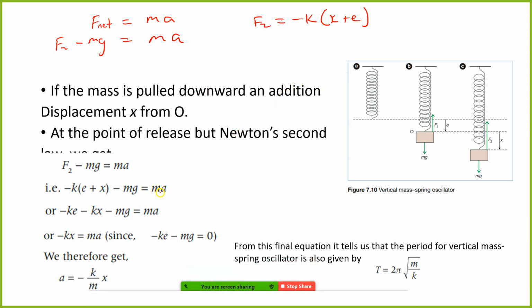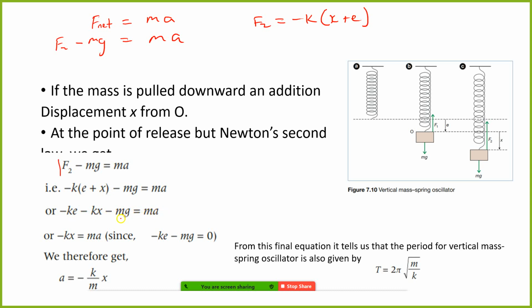Yeah. So what we're really doing is that we're just trying to prove or derive an equation. We're at this point where we substitute F2 for minus k bracket x plus e, and we substitute that here and expand it. By expanding it, we take the k that is on the outside and multiply it by the e and by the x, leaving us with minus ke minus kx minus mg is equal to ma.